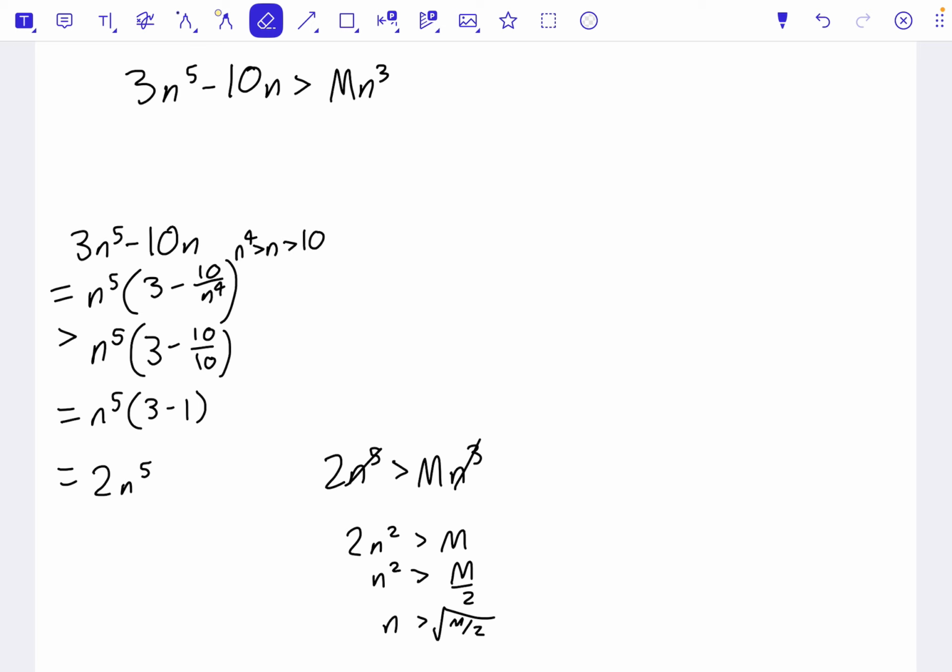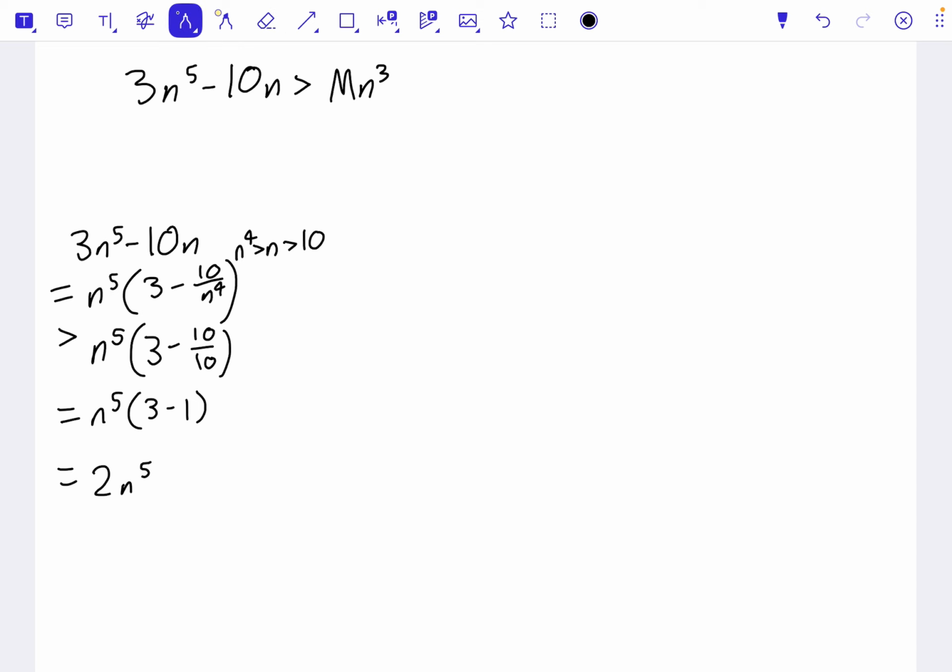So I'm going to keep saying it. There are many different values for existentially quantified variables that work for proving these statements. Choosing any n greater than square root of m over 2 would work. But I'm going to do my best to reverse engineer the original solution.